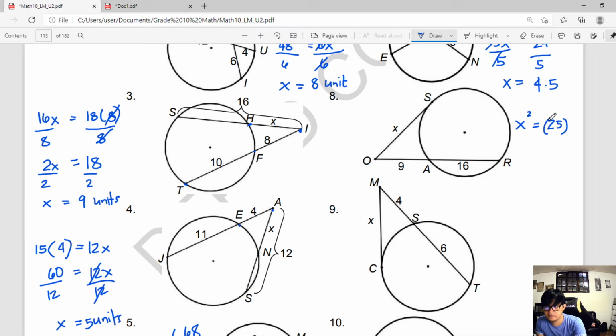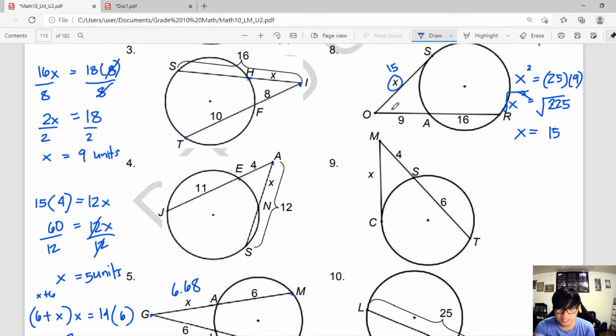25 times 9. So x squared is equal to, what is 25 times 9? 25 times 9 is 225. Let's take the square root of both sides so that this cancels and only x is left. The square root of 225 is 15. So the measure of x here is 15.